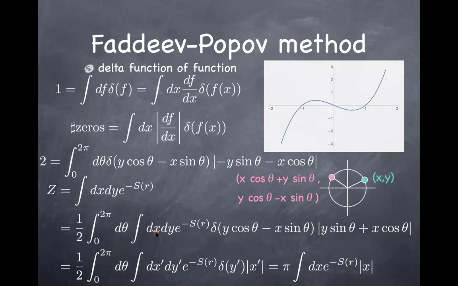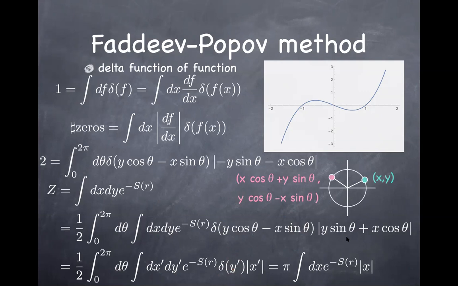And then I can choose my x and y integral, now rotated in such a fashion that the argument of this delta function is now the rotated y prime. So the argument of the delta function is now y prime. So I rotate my xy integral over the plane to an x prime y prime integral after rotation for a fixed theta. Then the delta function becomes delta y prime. That's what we wanted to stick in on the previous slide.